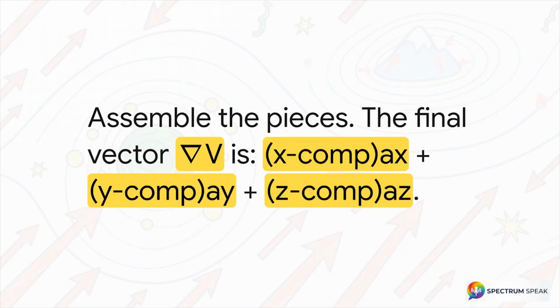Now we just assemble the pieces. We take each component we found, attach its proper unit vector, ax, ay, and az, and then we add them all up. And that is our gradient vector. At any point in space, this formula right here will give you a vector that points in the direction of the steepest ascent for our field V. Pretty cool, huh?